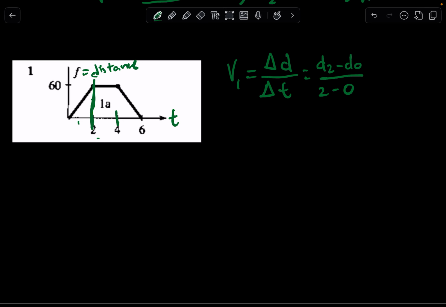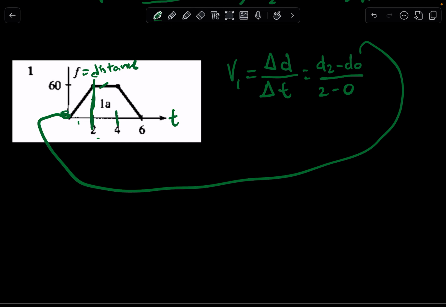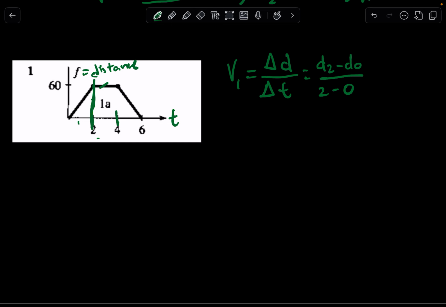And then this 2 is from here, the second number, the second time. D2 in this case is our distance at our second period, at our time 2. And then D0 is the distance at our time 0. So from the graph we can observe that D2 is equal to 60, right? 60 minus D0, which in this case was 0, divided by time 2 minus 0.